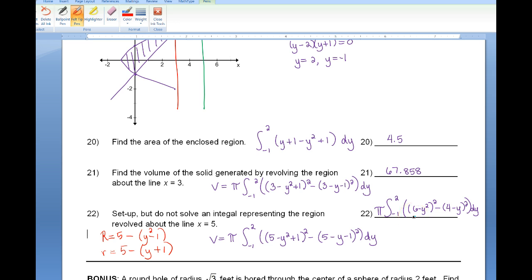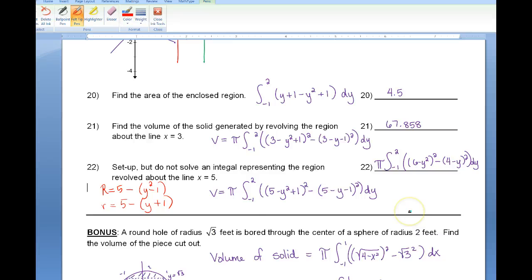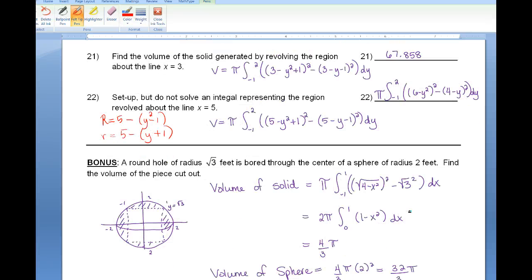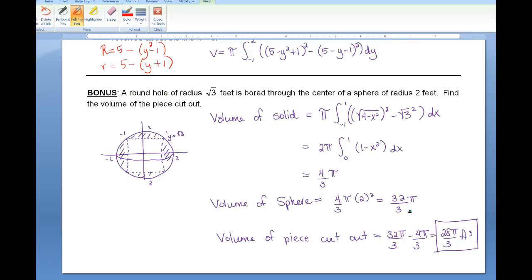Again, just setting up, but do not evaluate. The bonus, you can look it over. The extra credit problem that I have on tomorrow's test actually looks different here, but you can look at the volume of the sphere and the volume of the piece cut out, and so on.